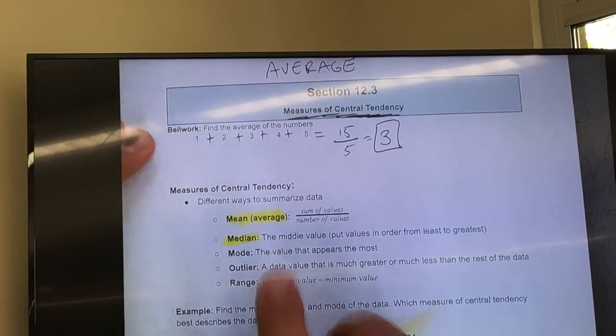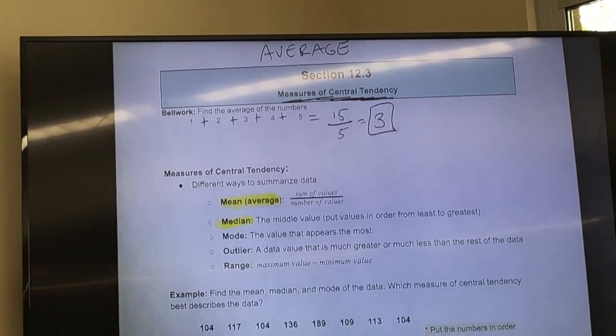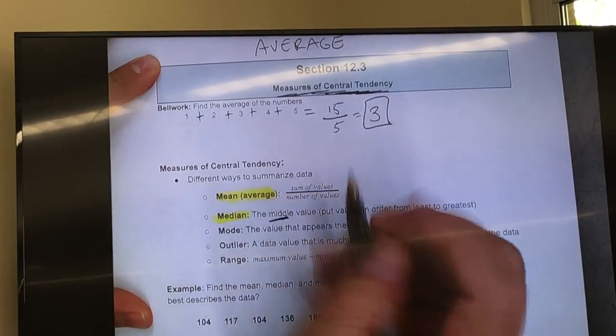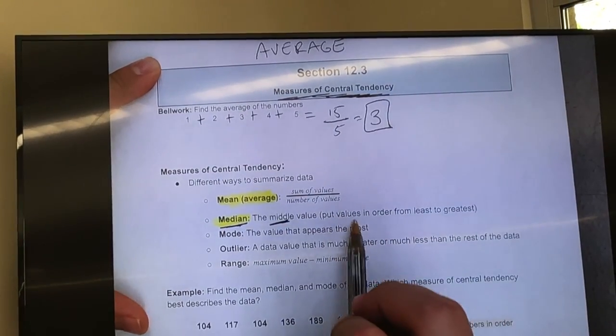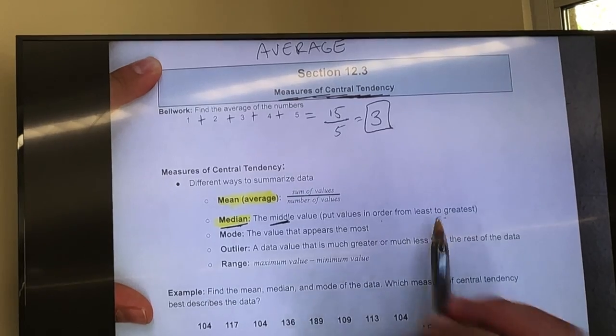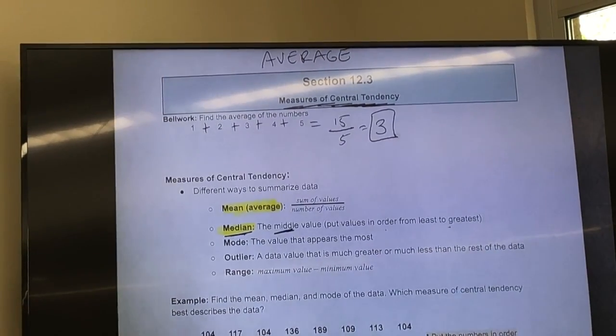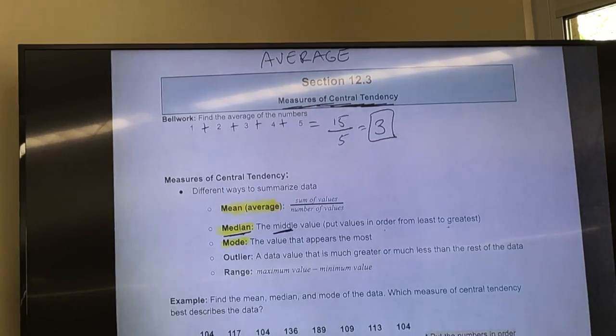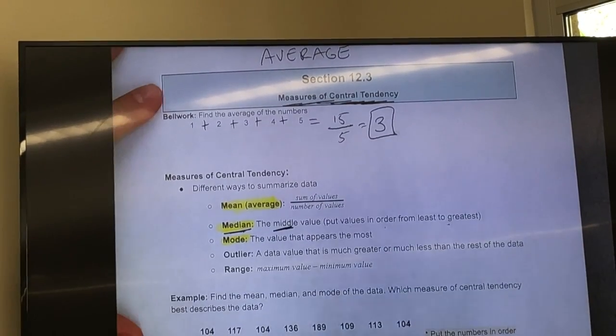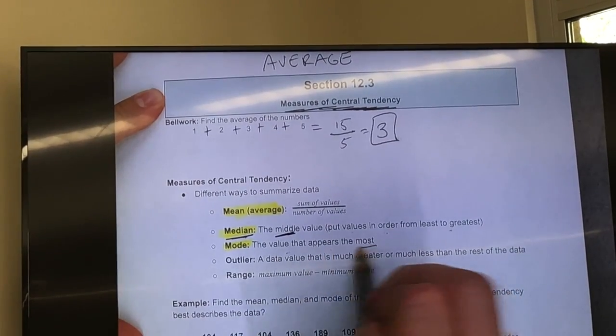This is the middle value. The key parts, so middle, median, but you got to make sure you put them in order from least to greatest. Then our next one is mode, and that is the value that appears the most.